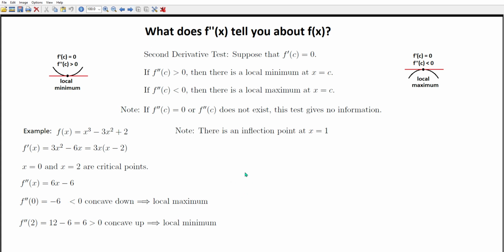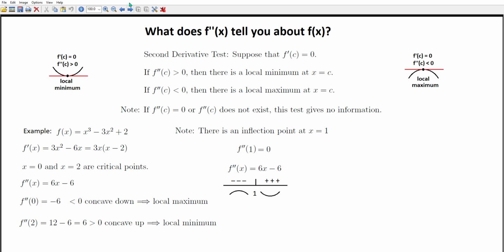Okay, now let's look at this function a little more. One of the things to notice here is there is an inflection point at x equals 1. So here's f double prime, 6x minus 6. It's obviously 0 when x equals 1. So f double prime of 1 is 0. But now if you look at the behavior of f double prime, when x is bigger than 1, 6x minus 6 is positive. When x is less than 1, 6x minus 6 is negative. Negative, concave down; positive, concave up. That's a point of inflection because the concavity has changed.